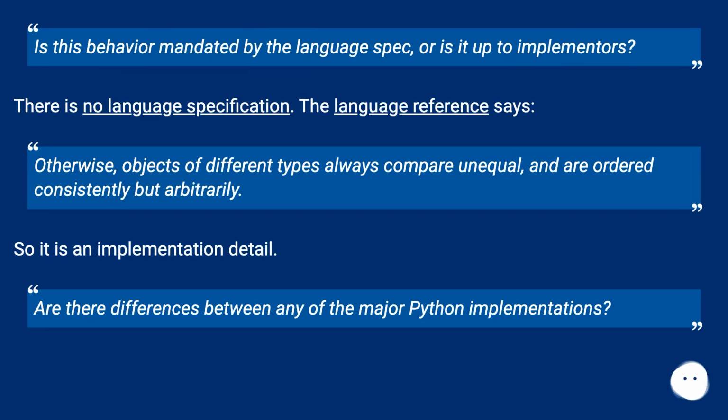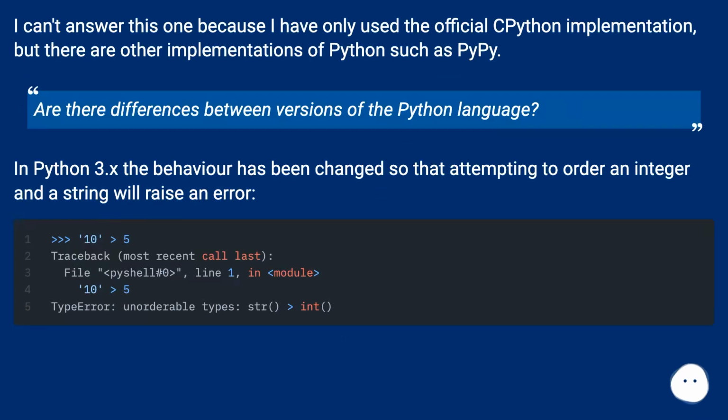Are there differences between any of the major Python implementations? I can't answer this one because I have only used the official Python implementation, but there are other implementations of Python such as PyPy. Are there differences between versions of the Python language?